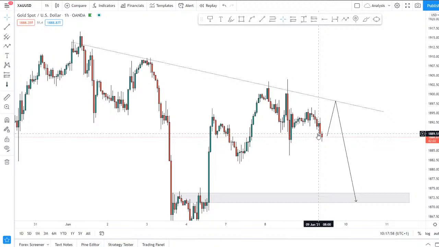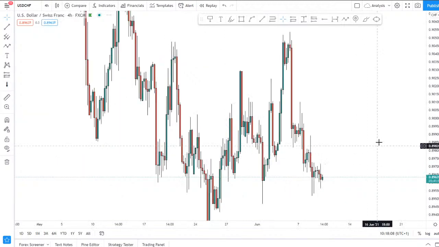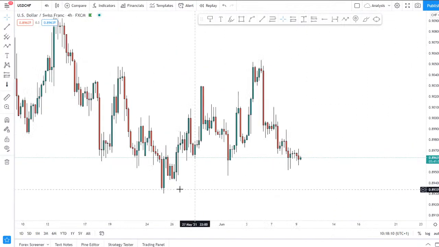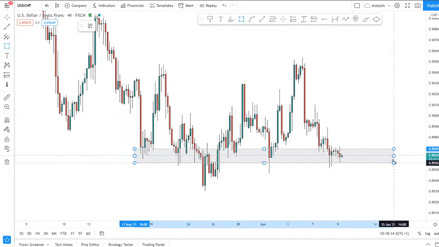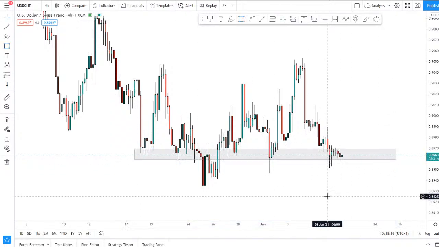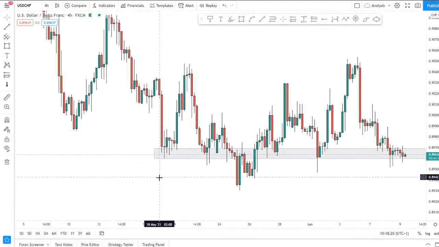So yeah, I hope that analysis helped for gold. Yeah, we'll take a look at USD/CHF and EUR/CAD. So USD/CHF, I'll start on the 4H time frame. Like I was speaking about yesterday, got a key level here around this 0.9600 mark, sort of very key level of support.